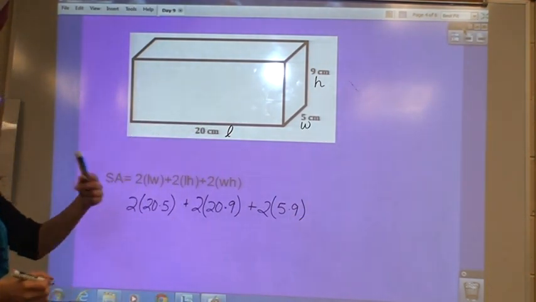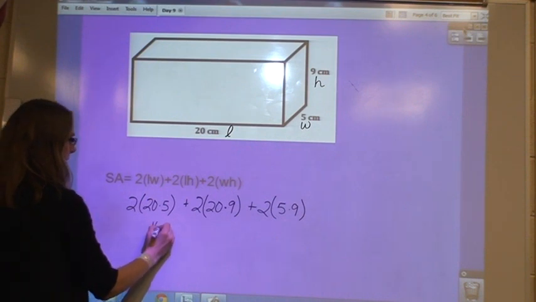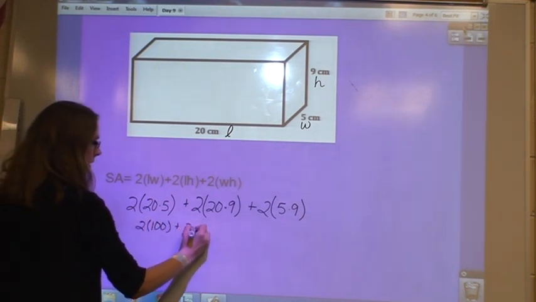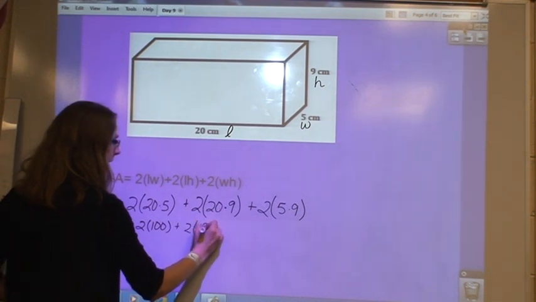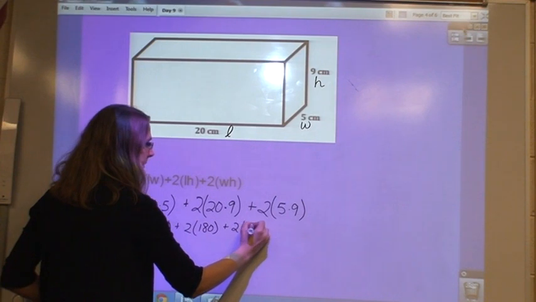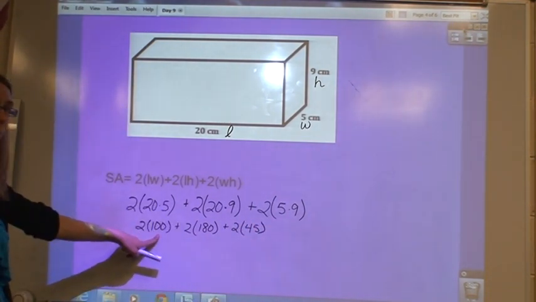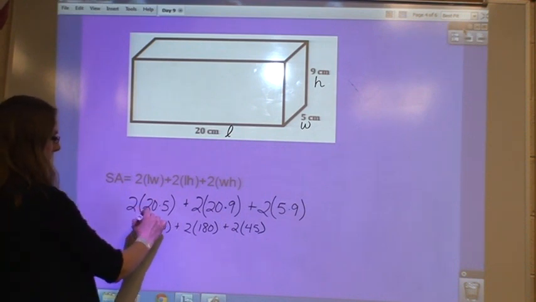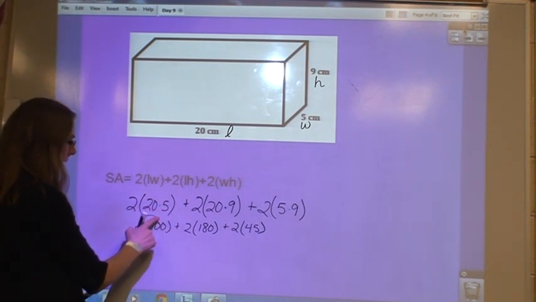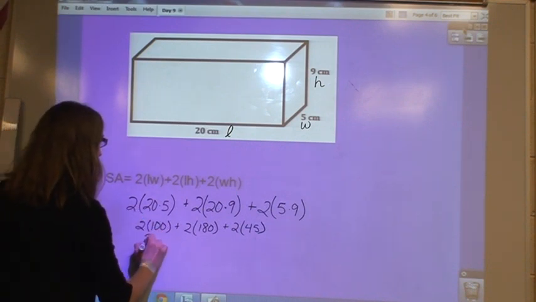Now all I have to do is solve it out. So this isn't too bad. 20 times 5, that's just 100. 20 times 9 is 180. And 5 times 9 is 45. Now remember, if I have a number next to a parenthesis, you can think about distributive property where you have to multiply times everything that's in there, but luckily I only have one thing in there. So I'm just multiplying these two numbers. 2 times 100 is going to be 200.